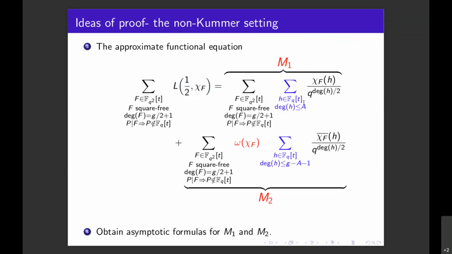Okay, so here we have this main term. Here we have a dual main term, so the dual sum goes up to size roughly g minus A here. And I have this object omega of chi_F, which is the root number, which I told you has absolute value equal to 1. And it comes from the functional equation of the L function. So our strategy is to get an asymptotic formula for M1 and to get an asymptotic formula for M2. And we will use different techniques to evaluate these two terms.